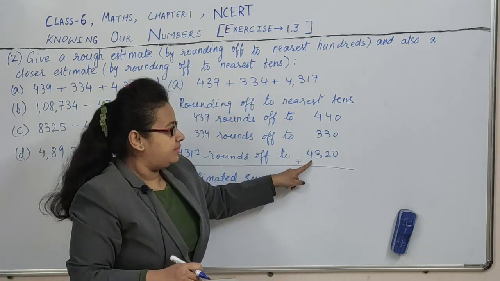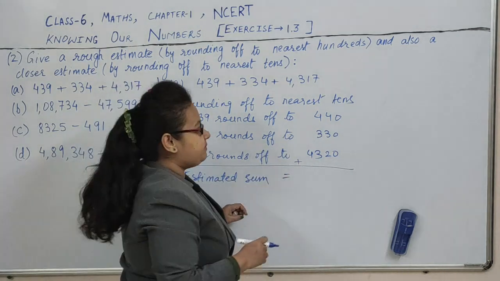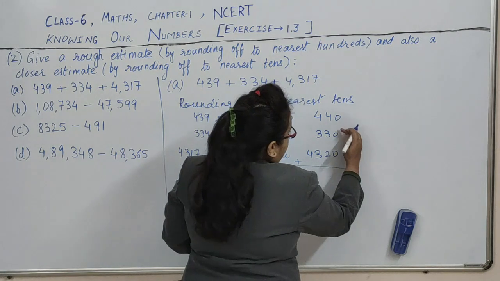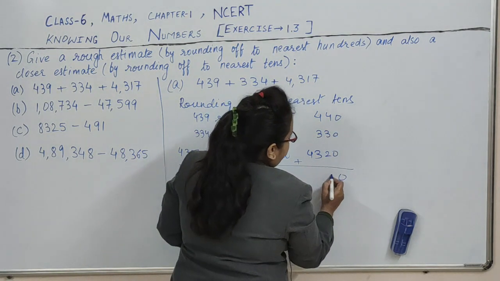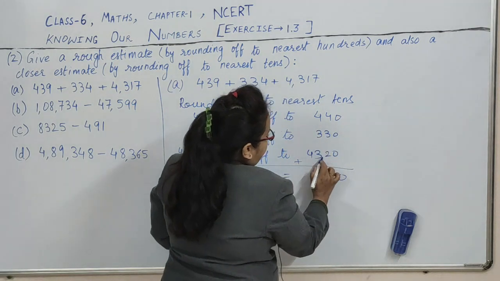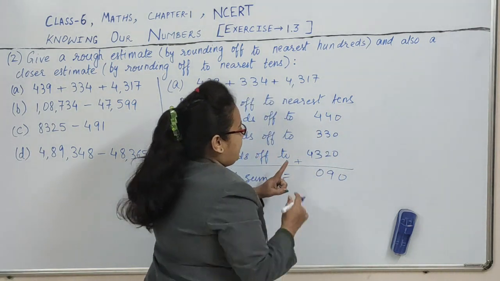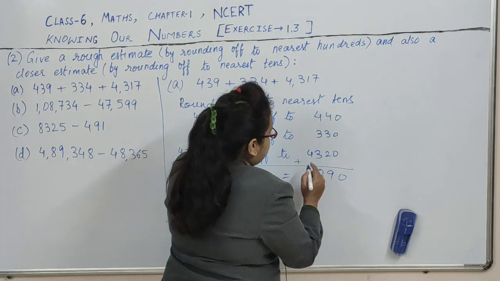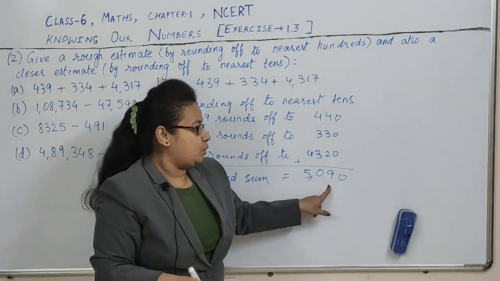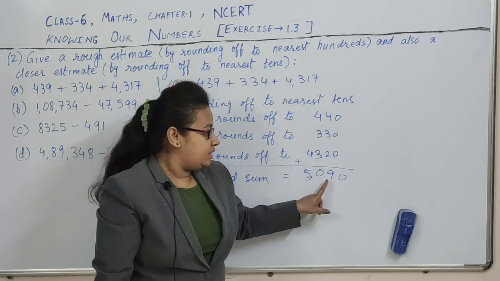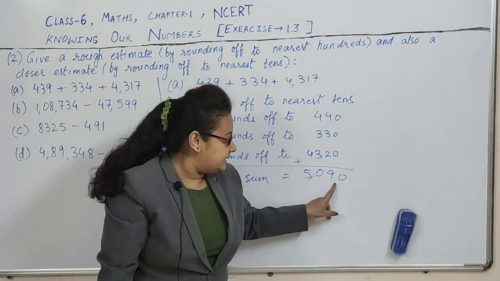These all rounded off numbers we will add, and we will get the estimated sum. 0 plus 0 plus 0 is 0. 4 plus 3 is 7. 7 plus 2 is 9. 4 plus 3 is 7. 7 plus 3 is 10. 1 carry, and this 4 plus 1 is 5. So what is the estimated sum? This is 4,000, 5,000. This is 5,090.